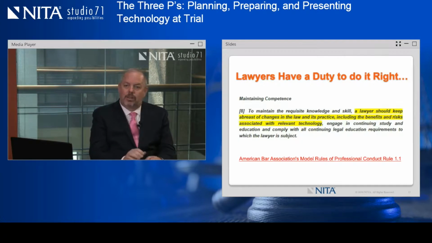So lawyers have a duty to do it right. You should be asking yourself, how would not knowing the relevant technology or having an expert on hand differ from not knowing the relevant law? I'm sure you would spend all night learning a change in the law, no matter what it took, and tech should be no different.